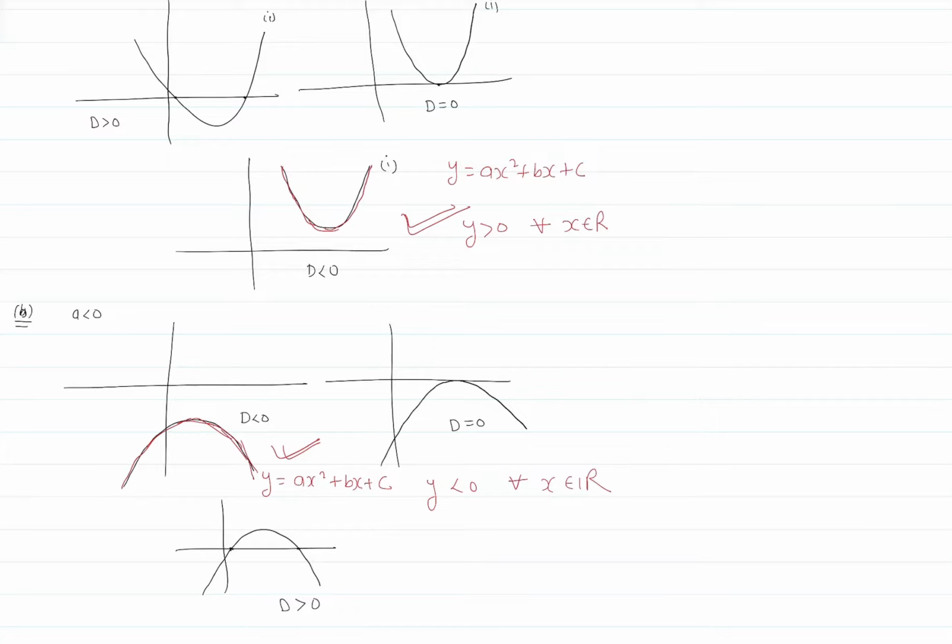So here for all these three cases we can say that the vertex has the minimum value, and in the case of a less than 0 we can see that the vertex, it means this point and this point, has the maximum value for y equal to ax square plus bx plus c.